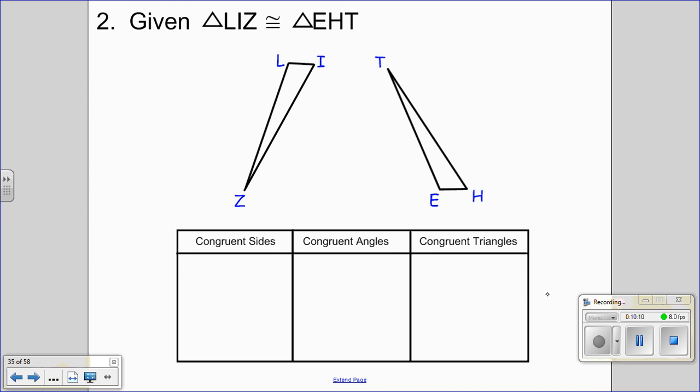All right, let's practice again with this one. We got triangle is congruent to triangle EHT. So the first angle, L, will be congruent with the first angle, E. So L with E.